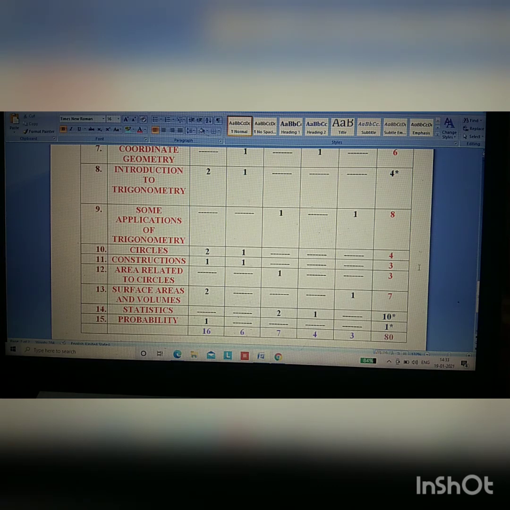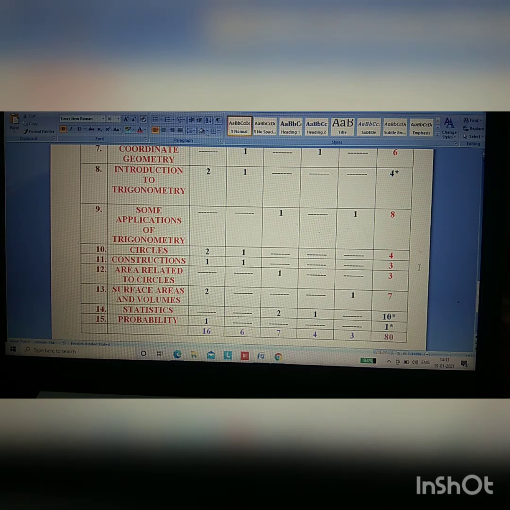Further, constructions: 1 question of 1 mark and 1 question of 2 marks, carrying a weightage of 3 marks. Then areas related to circles, carrying only 1 question of 3 marks, and the weightage is 3. Surface areas and volumes: the sample paper contains 2 questions of 1 mark and 1 question of 5 marks. That is the long type, and the total weightage is 7.